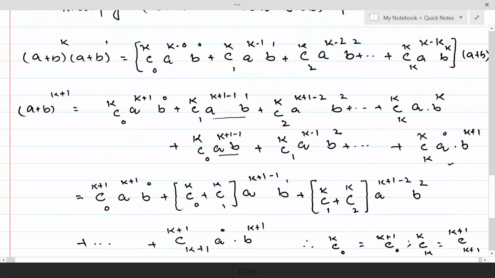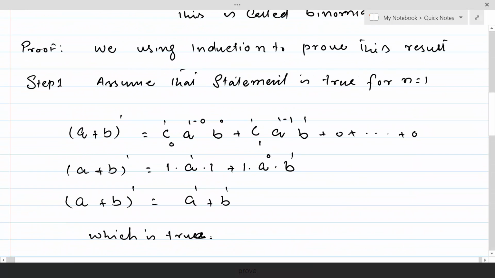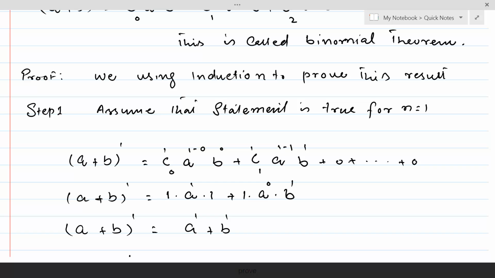And in step 1, there is a little correction. We are not assuming the statement is true. We in fact prove this statement.